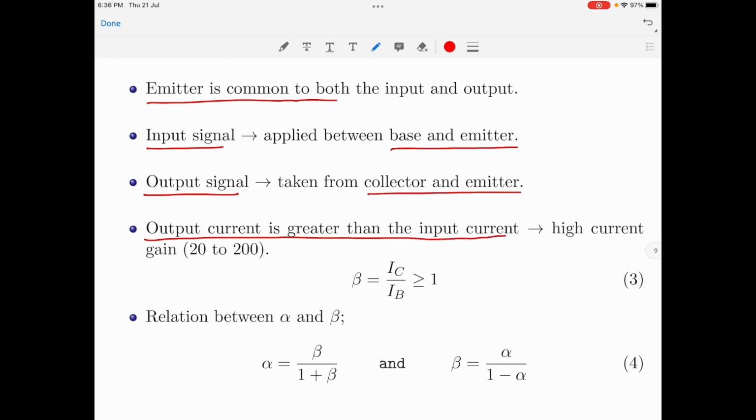Therefore, this configuration creates a high current gain, which typically ranges between 20 to 200. The equation for the current gain is given by beta equal to IC divided by IB, and it is greater than 1. I have also shown the relation between alpha and beta here. Alpha is equal to beta divided by 1 plus beta, and beta is equal to alpha divided by 1 minus alpha.